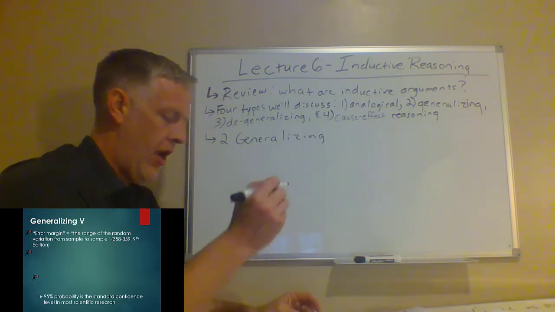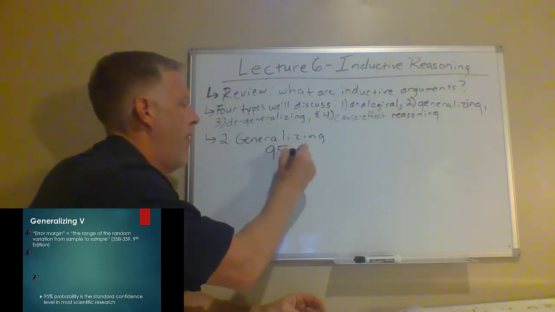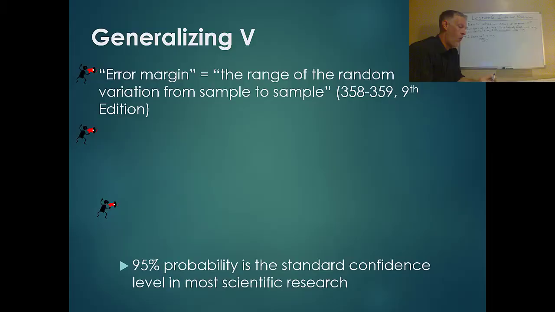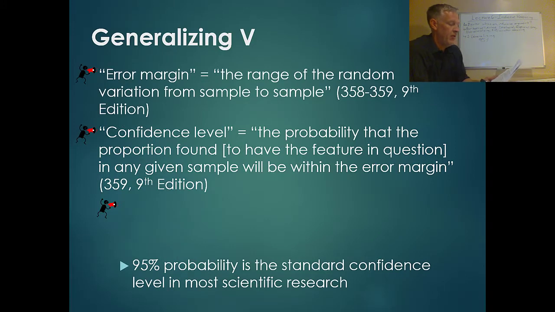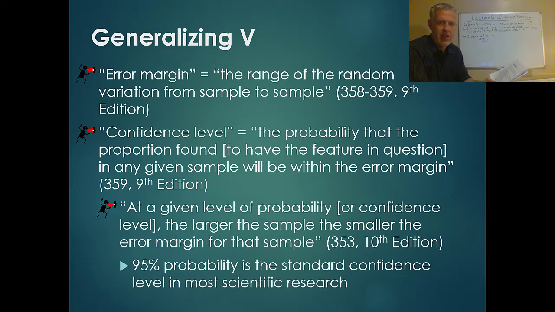So let's say this is working with a 95% confidence level. What is a confidence level as they define it? This is the middle of slide 13, from page 359 of the ninth edition. Quote, "the probability, the proportion found to have the feature in question in any given sample will be within the error margin." So the scientifically acceptable confidence level is 95%. And going along those lines, they point out the bigger the sample, the better. As they say in the 10th edition, page 353, quote, "at a given level of probability or confidence level, the larger the sample, the smaller the error margin for that sample."